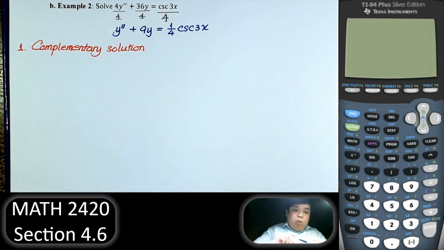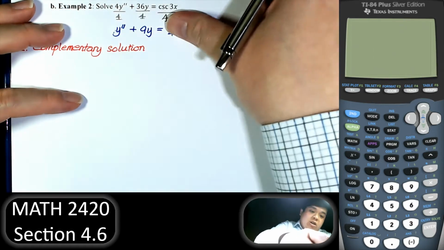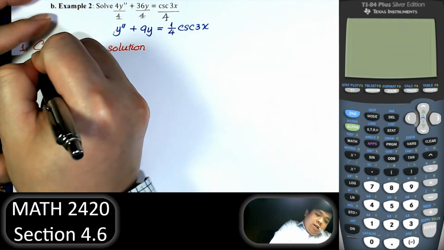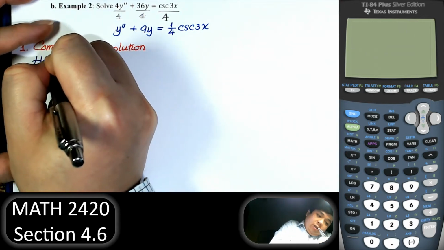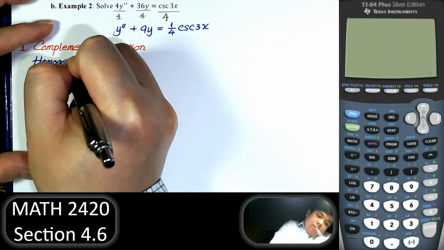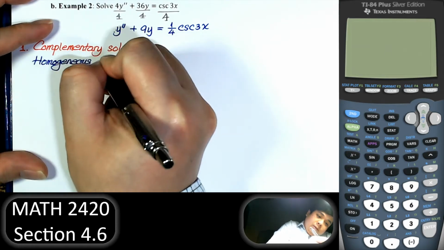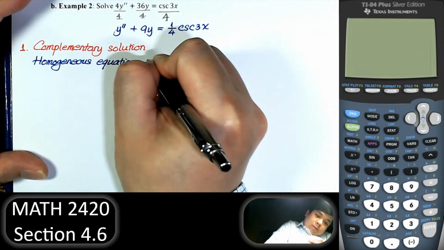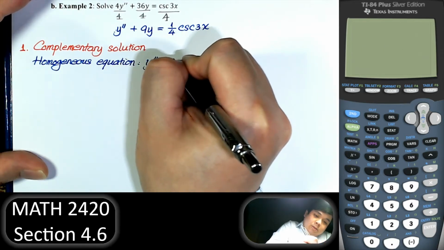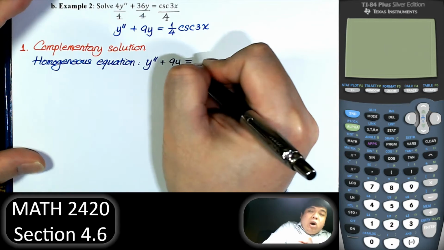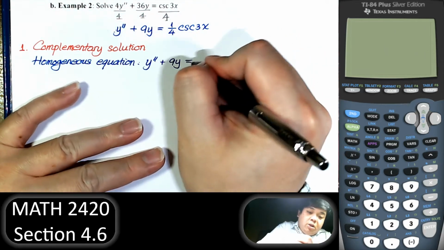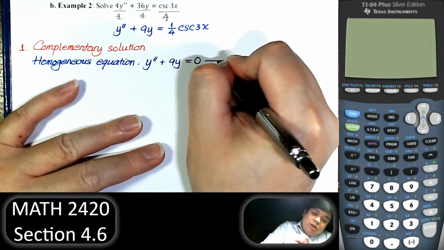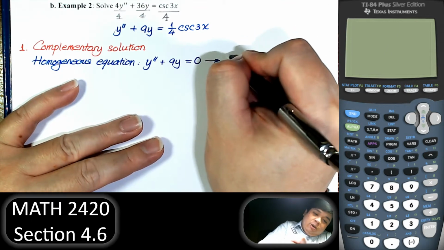So in that case, we write the homogeneous equation. So assume that equal to 0, and auxiliary equation. So homogeneous equation. Try to write small because this one will take a lot of space. And that is the homogeneous equation. We have the auxiliary equation.